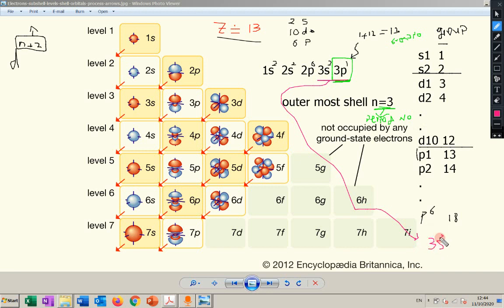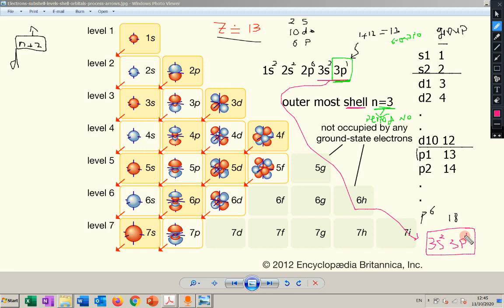When I say shell, it's not orbital. Remember, shell is the level. The outermost shell is the level. I'm not saying s or p, I'm not saying the last one. No, we say the outermost shell is basically level 3. So we have 3s2, 3p1. The valence electrons will be 3. Why? Because 2 electrons here and 1 electron here, so the valence electrons will be 3.